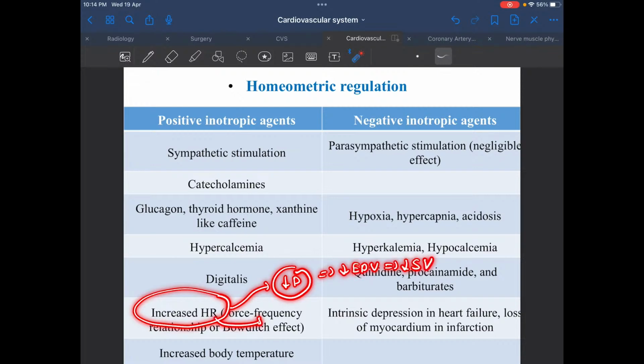So even when there is an increase in heart rate, we are saying that there is an increase in contractility. Don't forget its effect on the end diastolic volume as well. Okay? An increase in body temperature is also a positive inotropic agent. So let's see the negative ones.